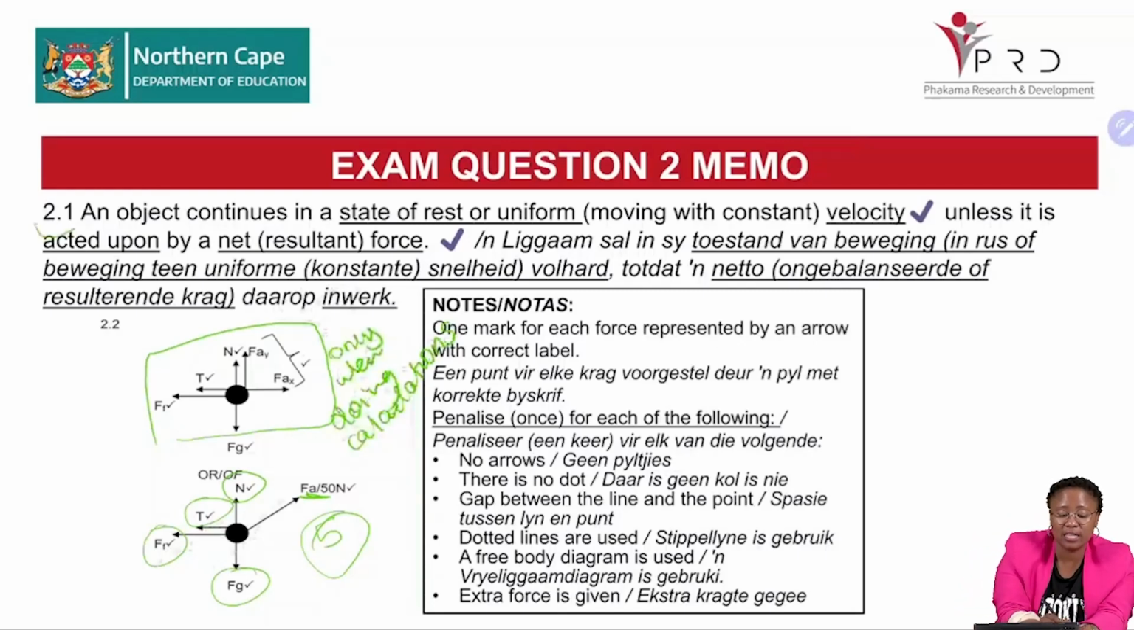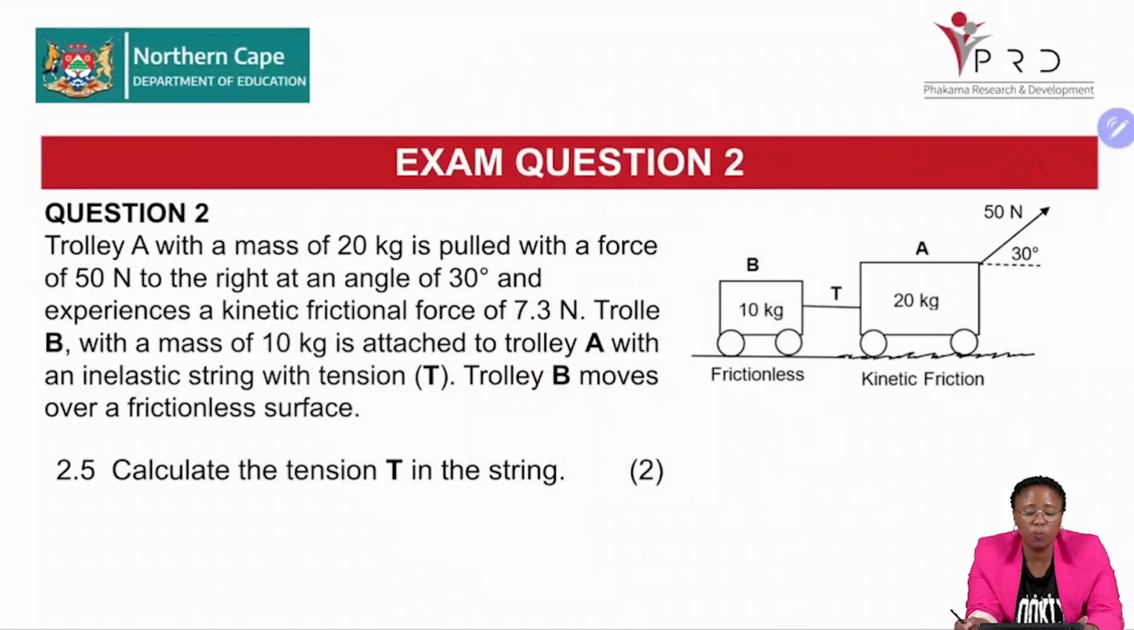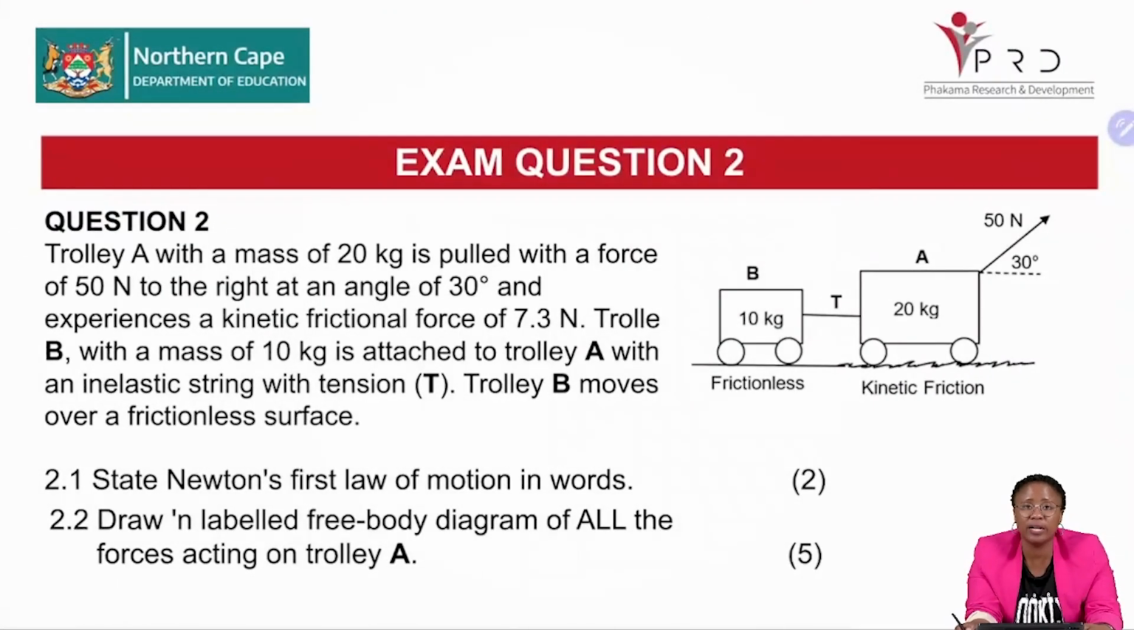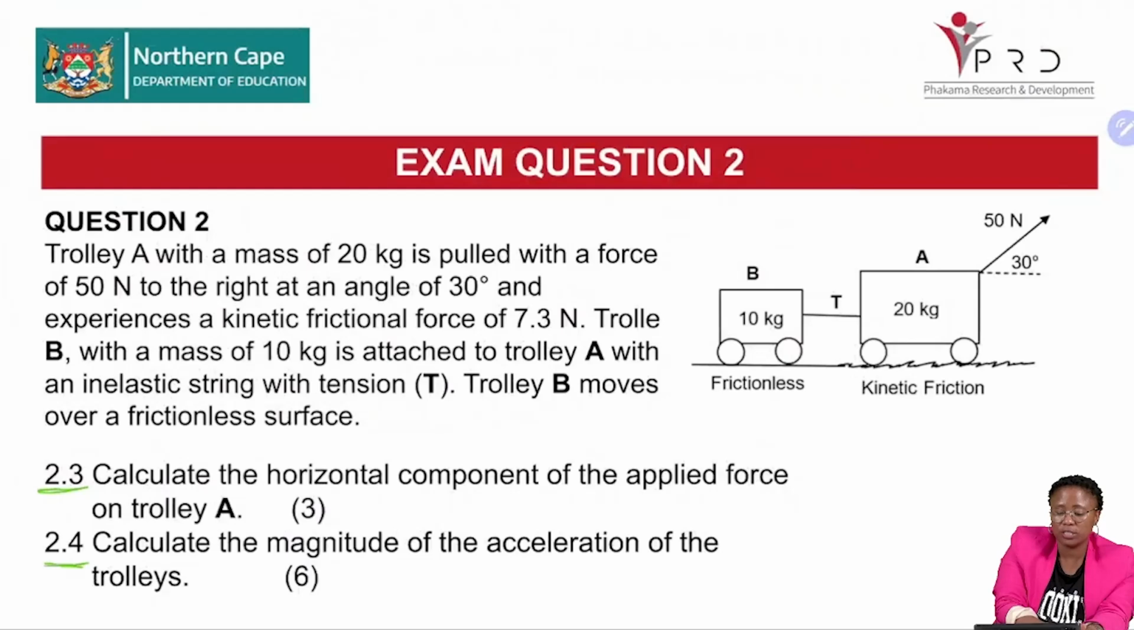And remember, I did say that you know how to define Newton's first law. As you can see, I know that you know that an object continues in a state of rest or uniform velocity, unless acted upon by a net resultant force. So that is how we define what? Newton's first law. So let's quickly go back to our main question. We were able to answer the first two questions, which are 2.1 and 2.2. So we are quickly going to jump into the next question, which is question 2.3 as well as question 2.4. So again, I'm just going to give you 2 minutes to try and do it on your own. Then we'll quickly do it together.